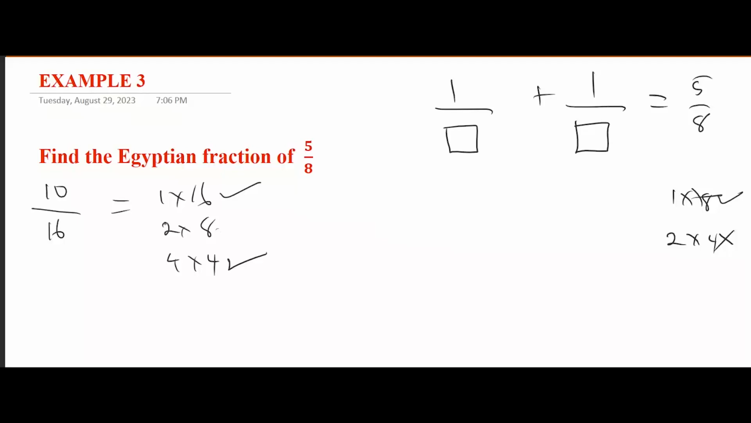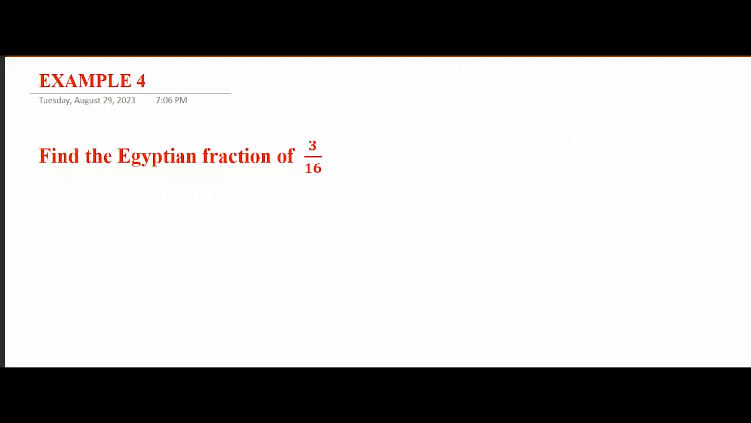Let's see. 2 and 8 add up to 10. So that means we are good to use this pair. So this will be 2 and this will be 8. So of course, if you add these two fractions together and leave your answer in the simplest form, you should get 5 out of 8. Now let's look into the last one. We have 3 out of 16.